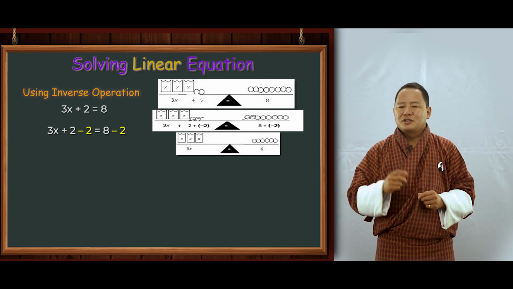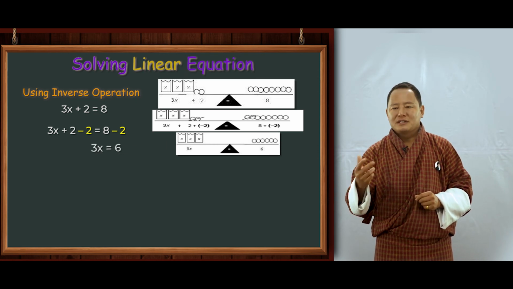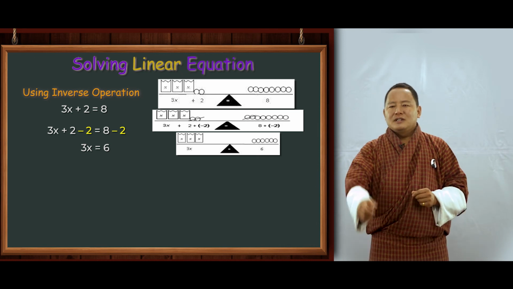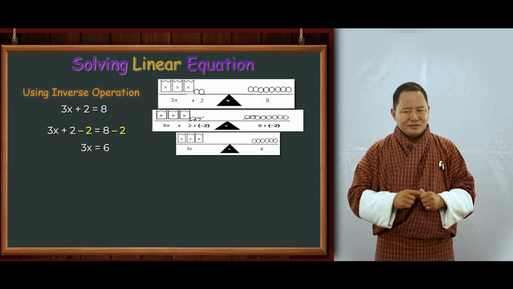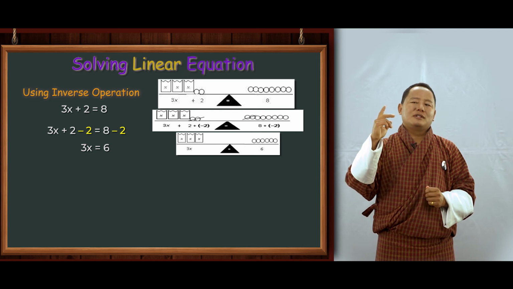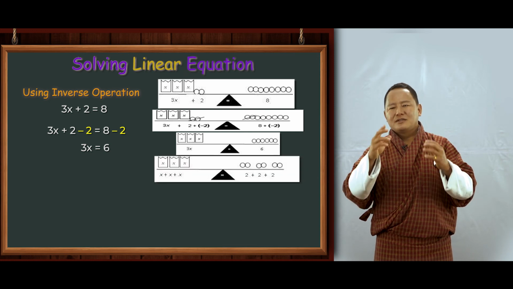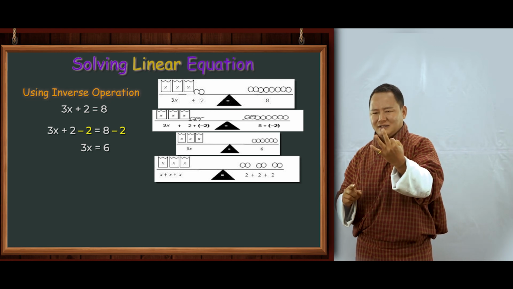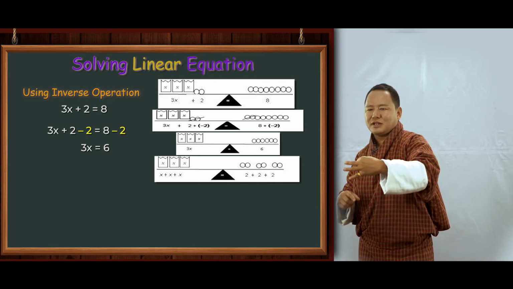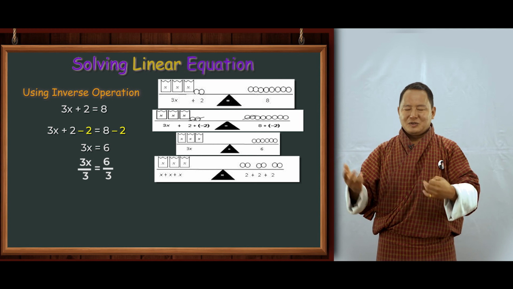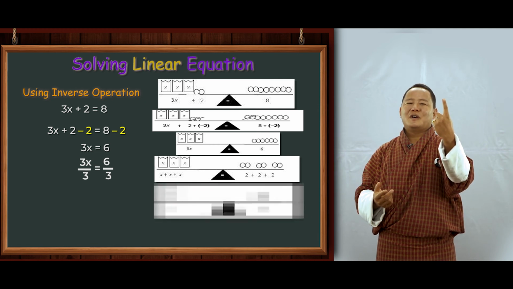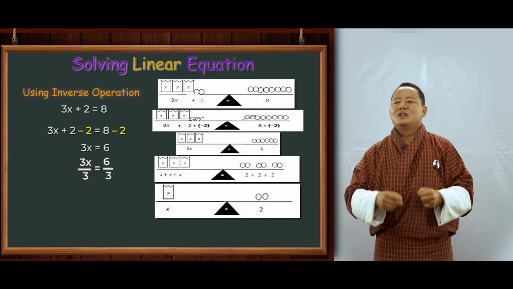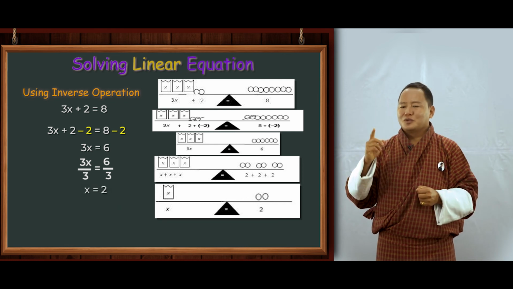Instead of 3x plus 2 equals 8, we have 3x equals 6, because we already got rid of positive 2, right? Again, we have to get rid of 3 in order to isolate x. Now in this case, 3x means x plus x plus x, 3 x's are there, and this 3x will divide 6. So each x will be getting how many? Each x will be getting 2. So therefore, x is equal to 2.